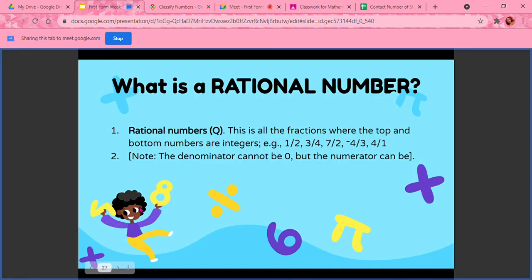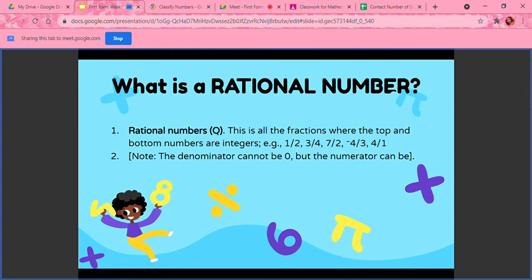Now, a rational number is all the fractions where the top and bottom numbers are integers. So what does that mean? That I could have a half, 3/4, 7/2, -4/3, and 4 over 1. And those are all rational numbers. But we have to bear in mind that when we say integers, integers also include 0.